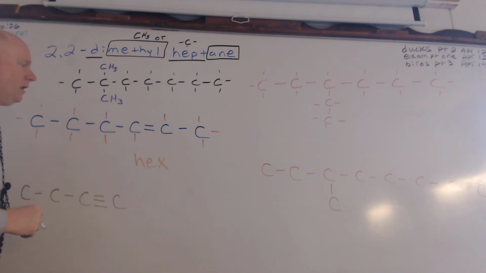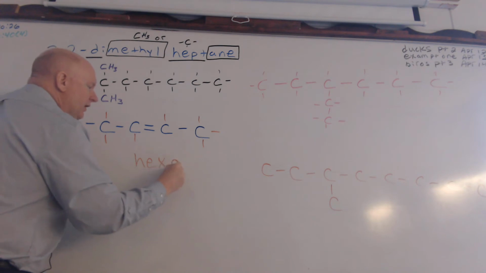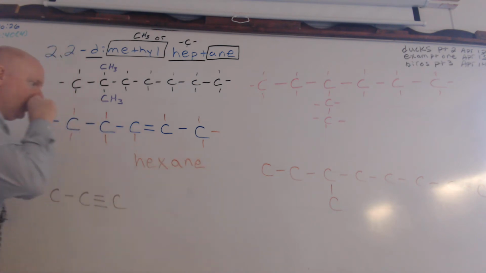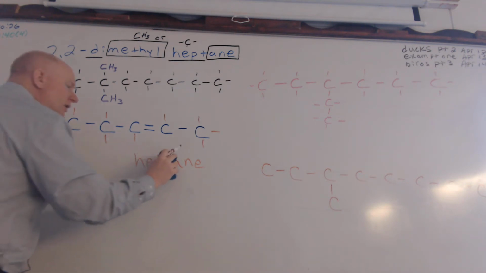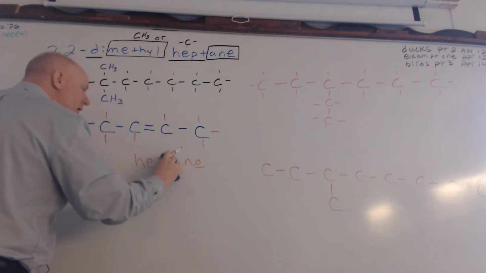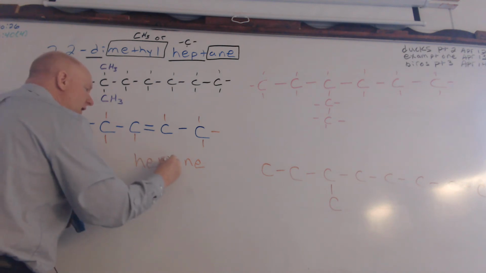Now, can we write this suffix? You're saying no, that would be correct. Why can we not do that? We have to write E-N-E. You do. There's a double bond. Because there's a double bond located somewhere. So it's not hexane, it's rather hexene.